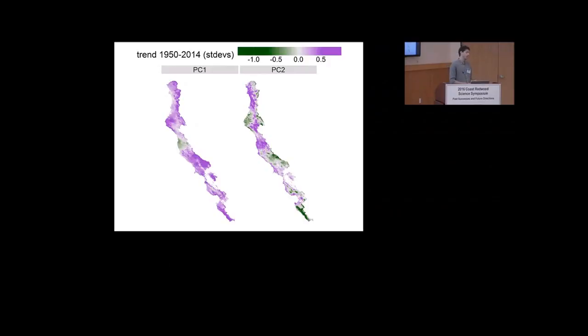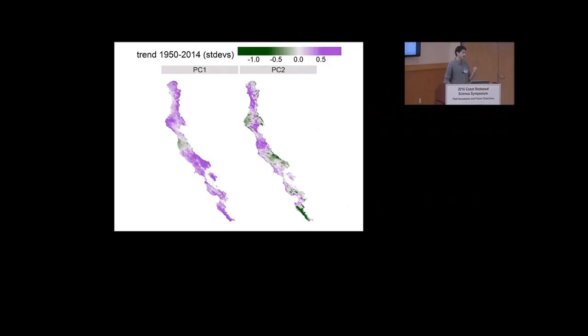Principal component 1 we see is pretty much uniformly increasing across the entire redwood domain. So everywhere is becoming a little more like areas to the south. Principal component 2, on the other hand, is displaying much more complex patterns. We see it increasing in some places, decreasing in other places, and it appears that that increase or decrease might actually be related to how close to the coast a particular location is.